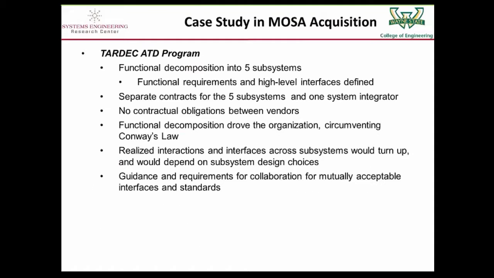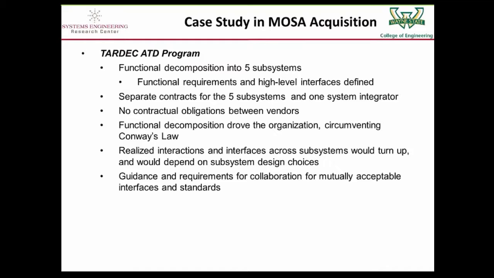Going on to chart 7, I'm going to start talking about our first case study. It was a TARDEC Advanced Technology Demonstrator Program. And systems engineering at TARDEC decomposed the system into 5 subsystems. They defined functional requirements and high-level interfaces. The 5 subsystems were picked based on a functional coherence, and also because there were vendors with particular expertise.